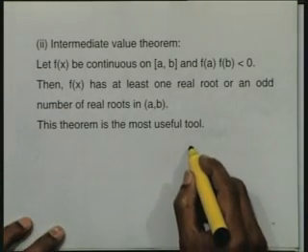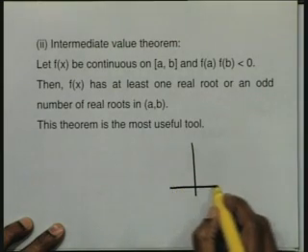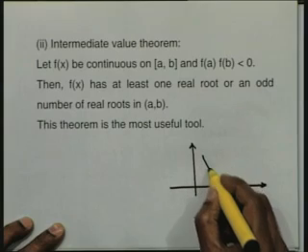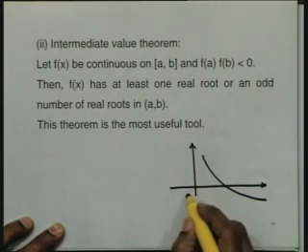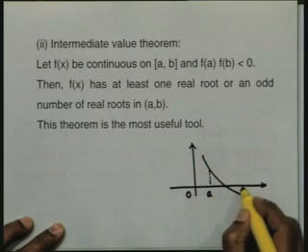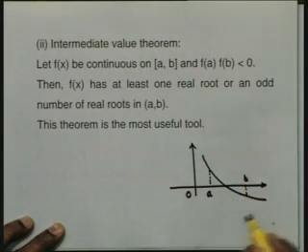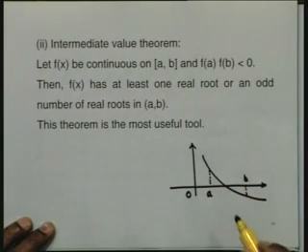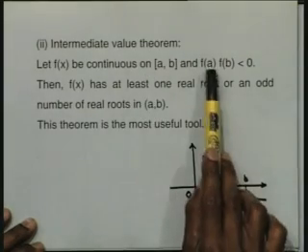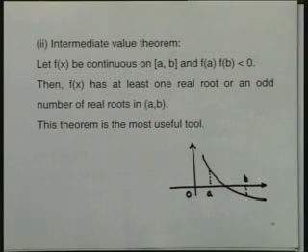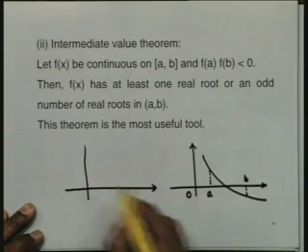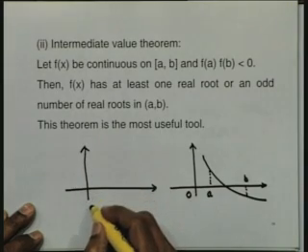Now what we are really saying here is that f(x) is a continuous function on [a, b], and f(a) into f(b) is less than 0. The graph need not be like this, it could be cutting the other way around, it does not matter.